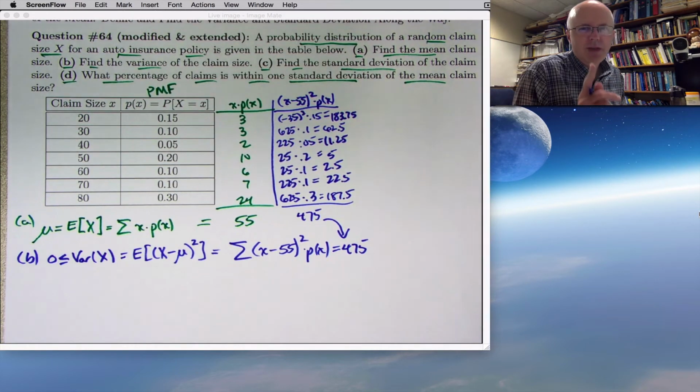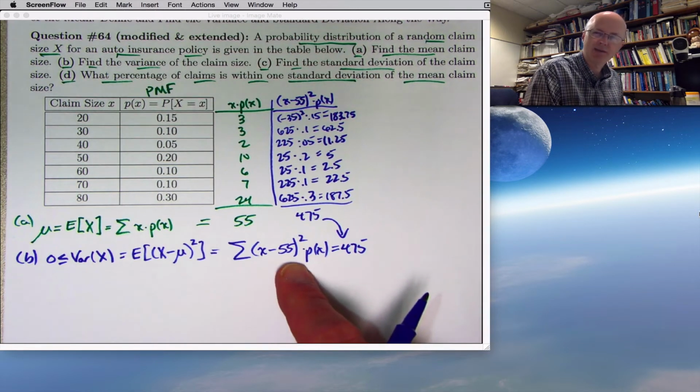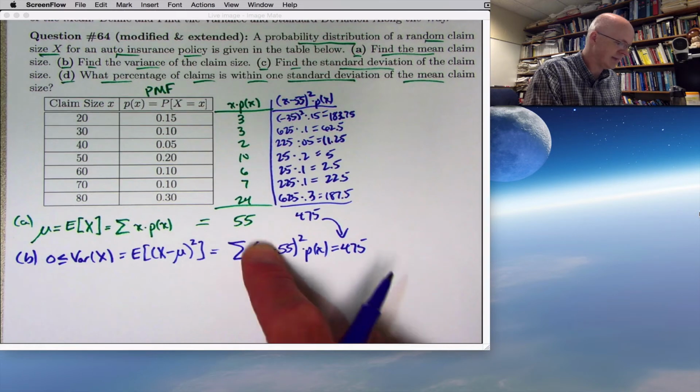Okay, the alternative, hang with me though, the alternative way of doing it is just as important as the definitional way. In fact, you might even say more important because you'll use it more often. This calculation can be kind of a pain sometimes, especially if the mean is not a nice number.